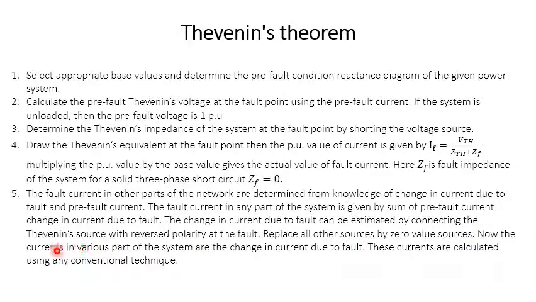Now the currents in various parts of the system are the changes in current due to the fault. These currents are calculated using any conventional technique, with KVL and KCL also used sometimes. This is Thevenin's theorem. Looking at this, it seems somewhat complicated, so let's understand the concept by solving some numericals: how and where you need to apply all these things.